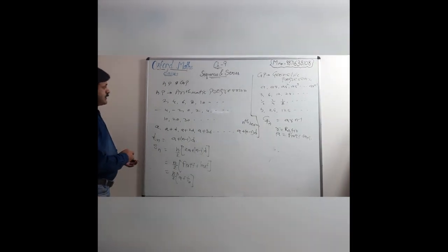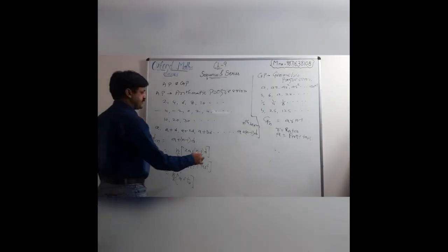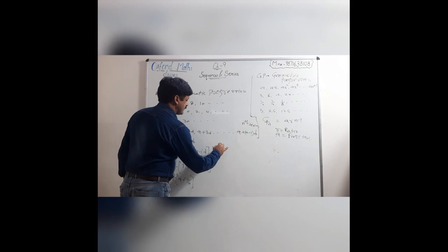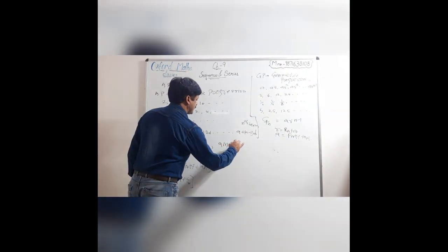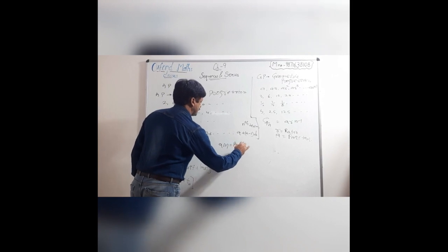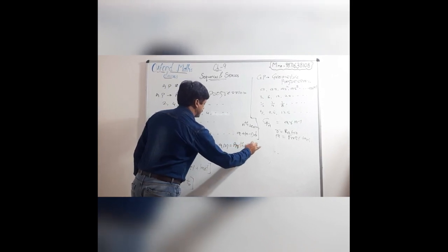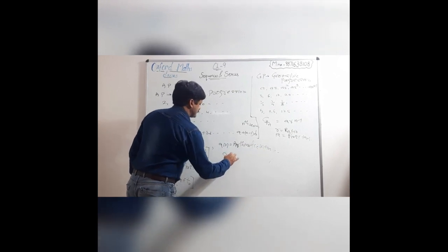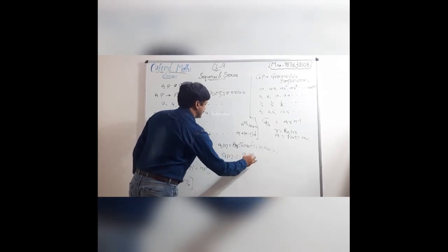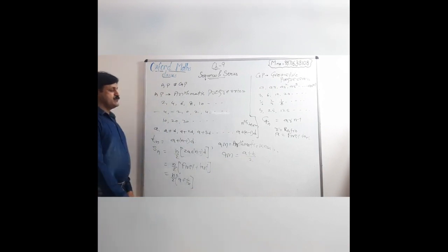Now, AM, arithmetic mean. AM is equal to a plus b by 2, for any two numbers.